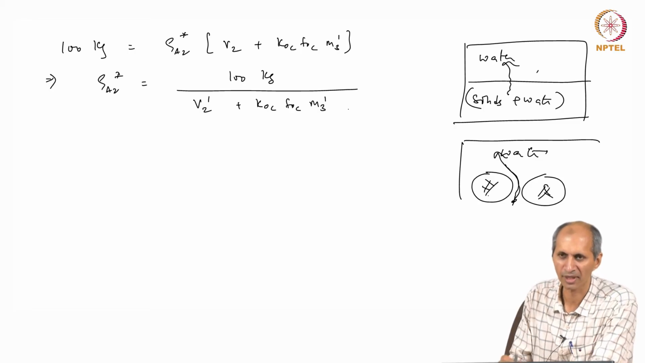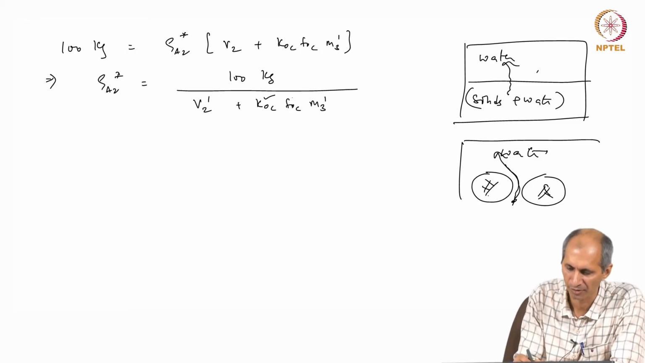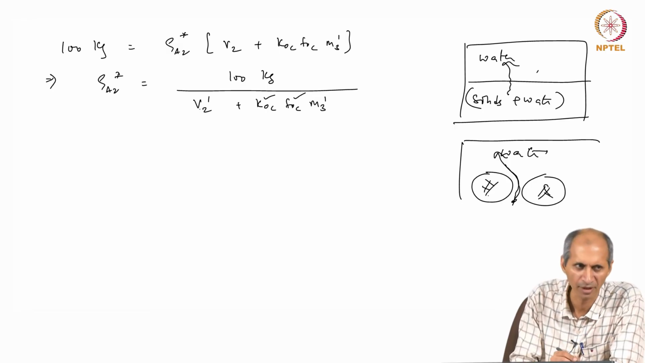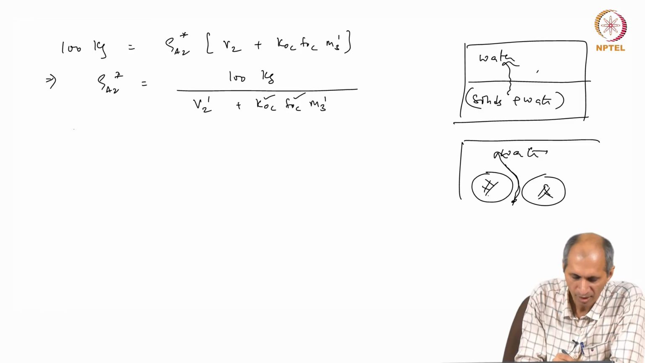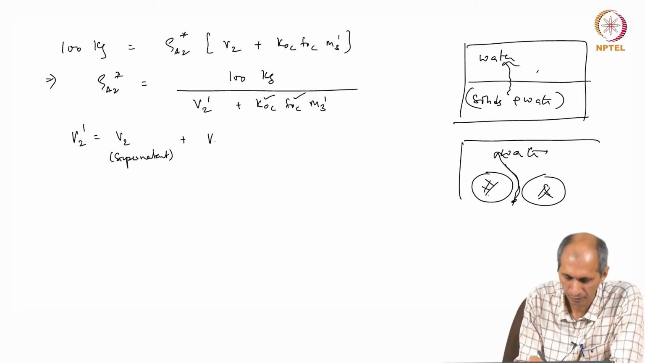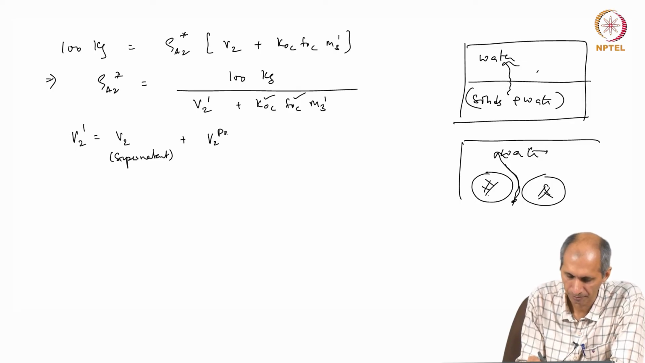Now, in this calculation, everything else is known, we need to calculate V2 dash and M3. That is the little bit of calculation that we need to do. So, we know that V2 dash is V2, which is the supernatant, plus V2 pore.